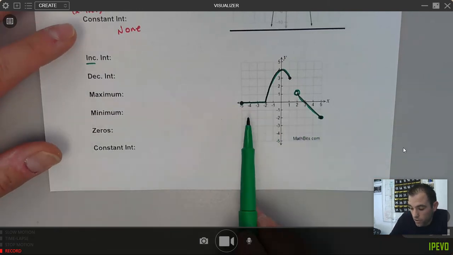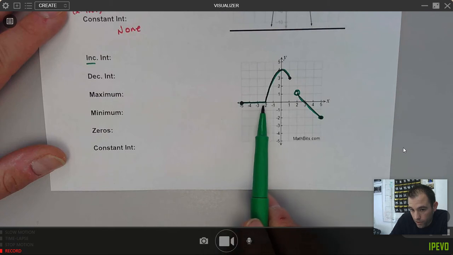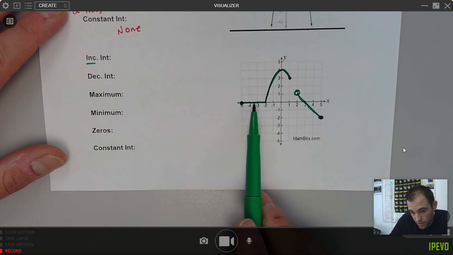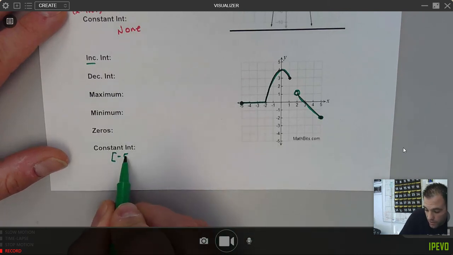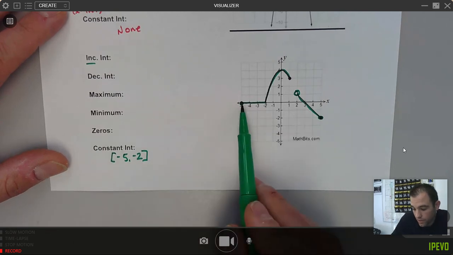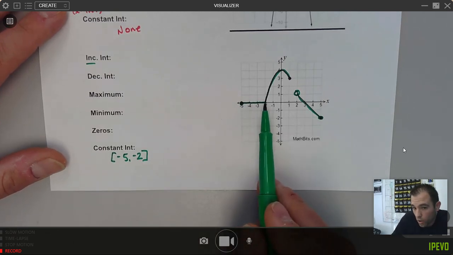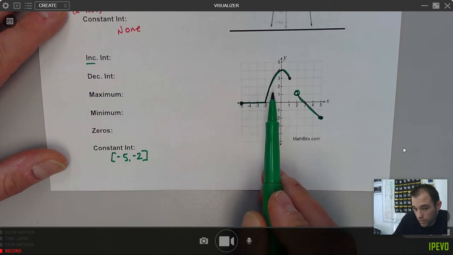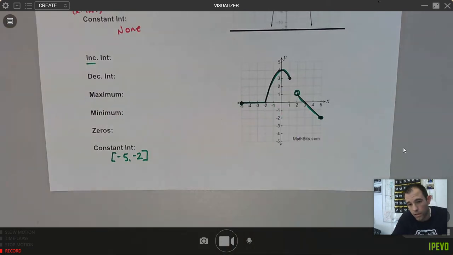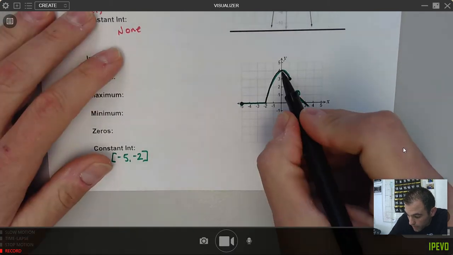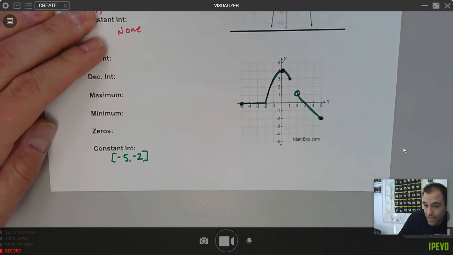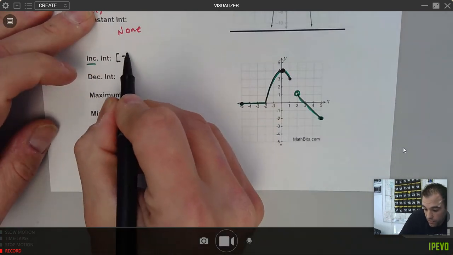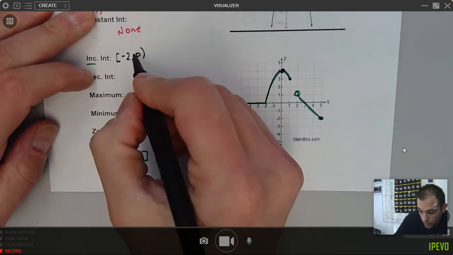So it starts at -5. Then it goes over. Notice this doesn't change, so that part would be constant. This first piece is never changing. So from -5 to -2 is constant, because that piece doesn't go up, doesn't go down, just stays the same. Once we get to -2, the graph starts to go up, and it keeps going up until we get to this point. So it's increasing from, again, use the x values, -2 to 0 with a bracket.